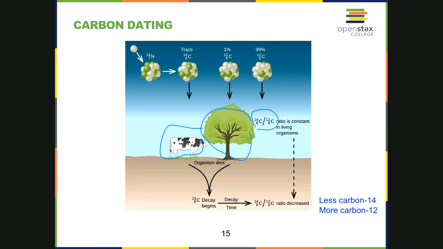It is constant. But when those organisms die, namely, if we take the cow and make an artifact out of the leather, or if we take the tree and make another artifact out of the wood, then they're no longer living. And at that point, the carbon-14 continues to decay, but the carbon-12 is not going to decay because that's a stable isotope. So as time goes on, the ratio of carbon-14 to carbon-12 changes. And we know the decay rate of the carbon-14, and so we can then calculate how much time has elapsed.